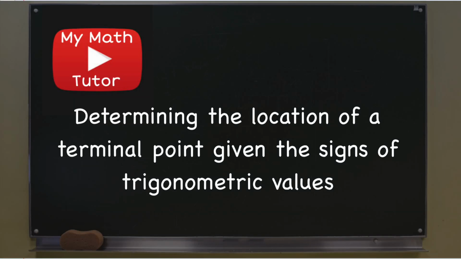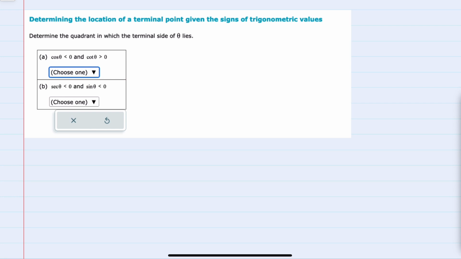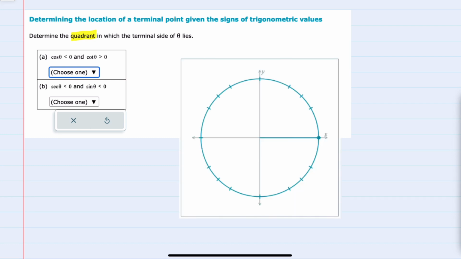In this video, I'll be helping you with the ALEKS problem type called determining the location of a terminal point given the signs of trigonometric values. In this example, we're asked to find the quadrant in which the terminal side of theta lies, and we have two conditions here, A and B, and for each I'll reference back to the unit circle.